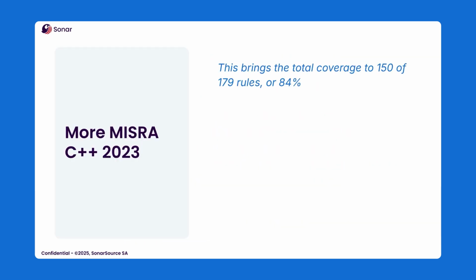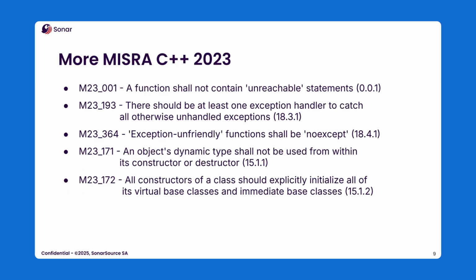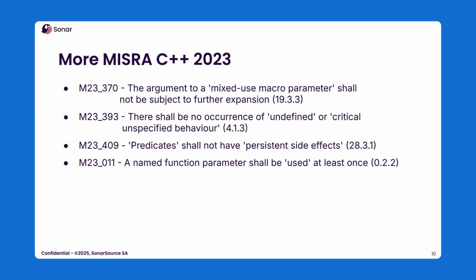In C++, we've added 9 new MISRA rules. This brings our coverage up to 150 out of 179 rules, or 84%. So here are the MISRA C++ 2023 rules we've added in this version.